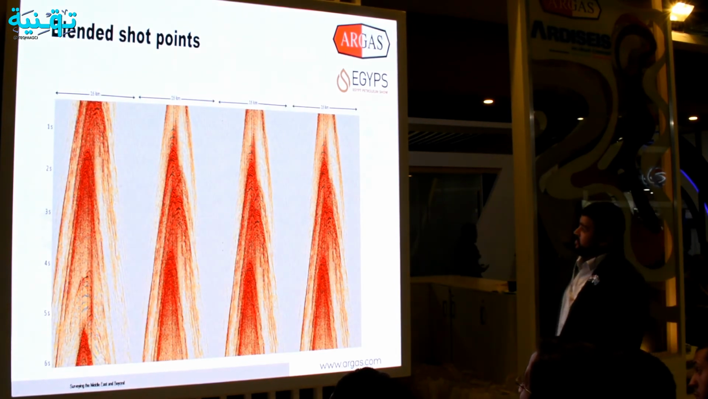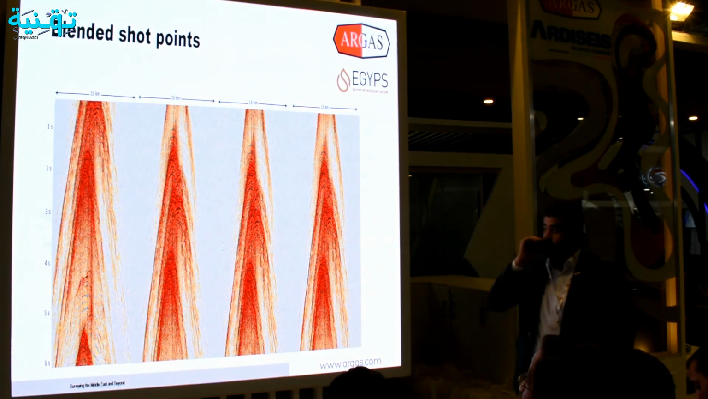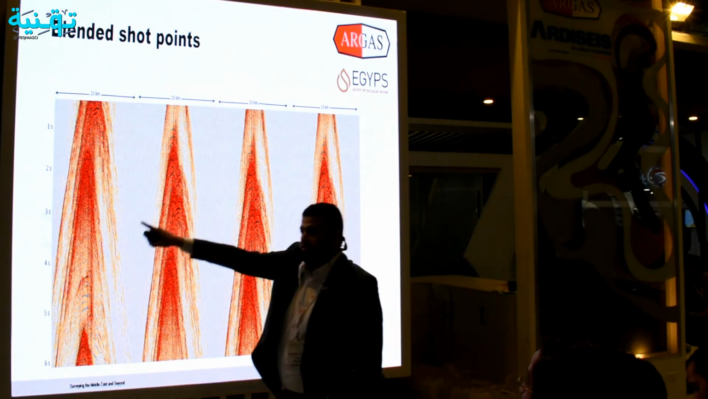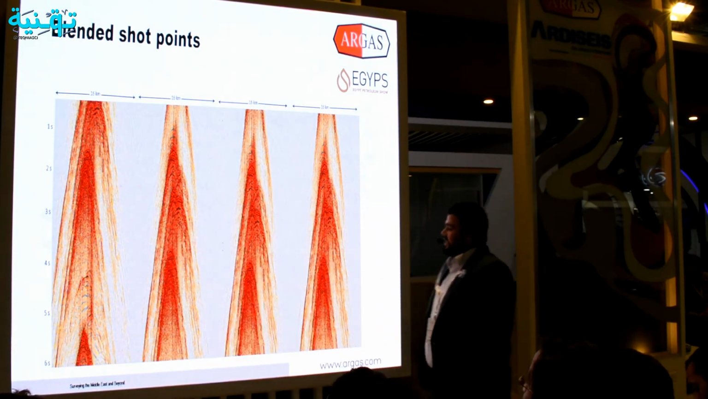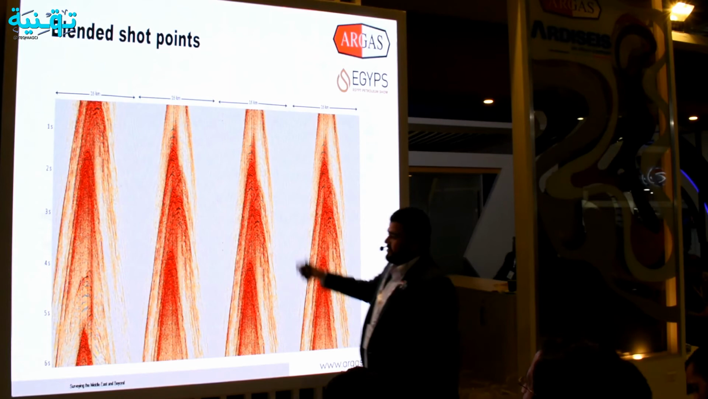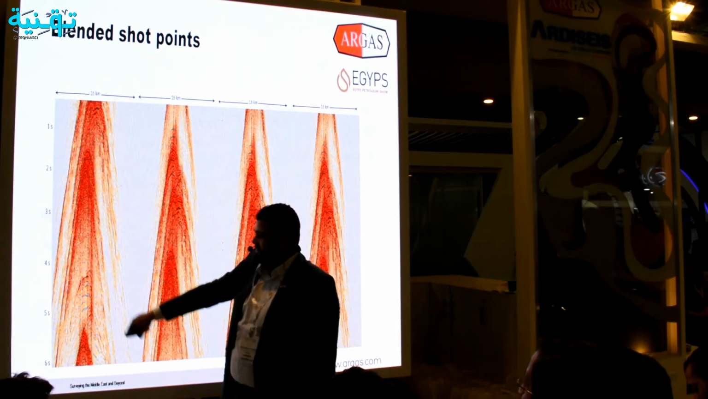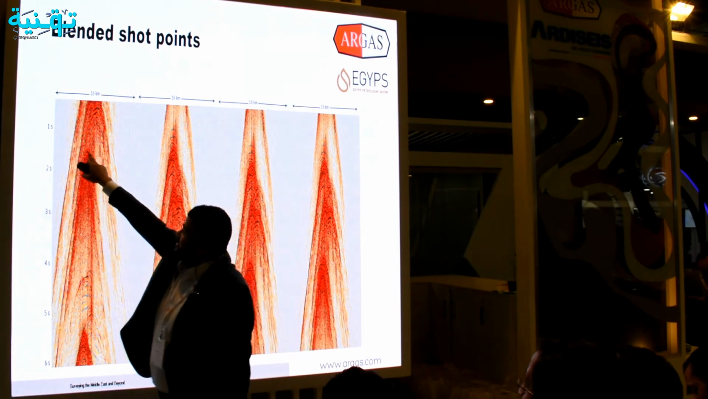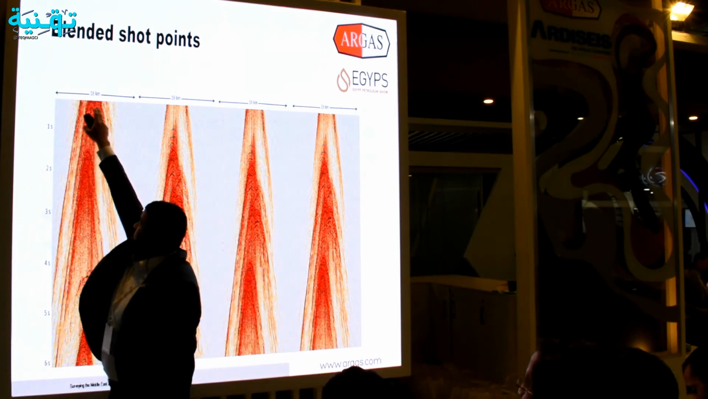This picture is an example of blended shot points. There are 4 receiver lines, 16 kilometers each one of them. And as you can see from here, there are different shots in the same receiver at different times. For example, this can be the apex of one shot point, this is the apex of another one, and this is one more shot point.